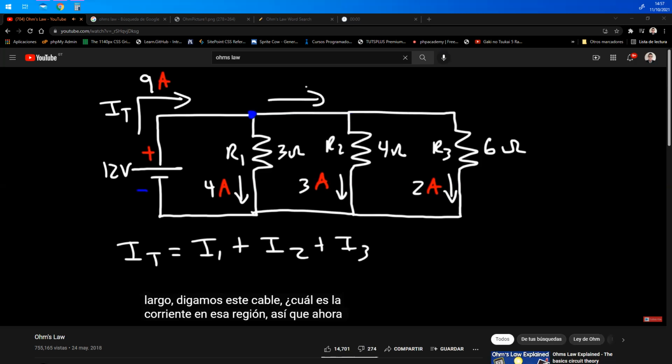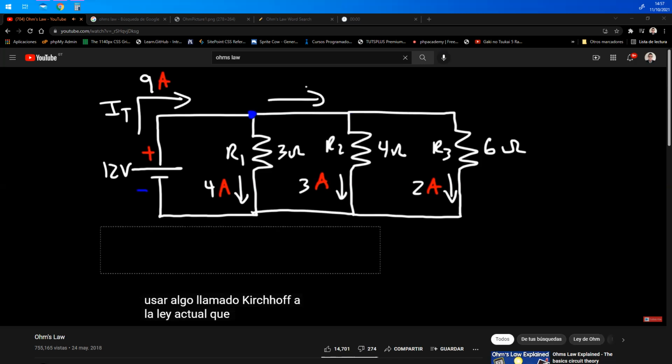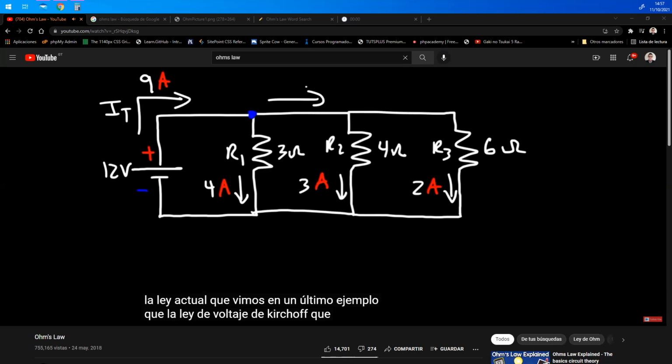So now we need to use something called Kirchhoff's current law. We saw in the last example Kirchhoff's voltage law, which basically states that the sum of all the voltages around the loop adds up to 0. Well, Kirchhoff's current law is very similar. The current that enters the junction is equal to the current that leaves the junction.